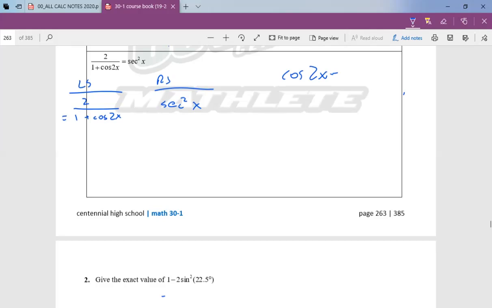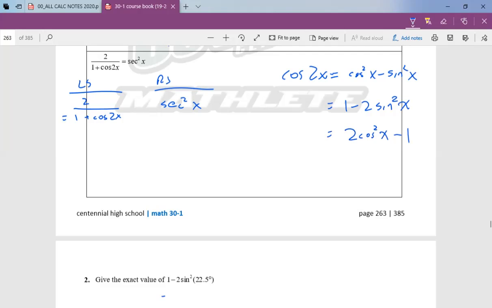The first one is it's either equal to cos squared x minus sine squared x, or perhaps it's equal to 1 minus 2 sine squared x, or it's equal to 2 cos squared x minus 1. So we're going to use one of these three identities.